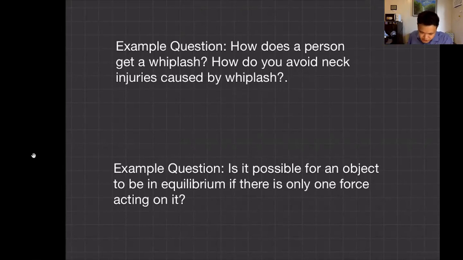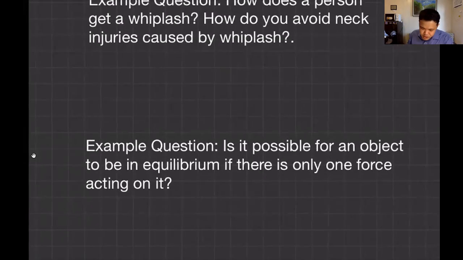So here's another question. Is it possible for an object to be in equilibrium if there's only one force acting on it? Okay, so perhaps you can answer in the comments. I will comment as well, and I will tell you the answer later on.